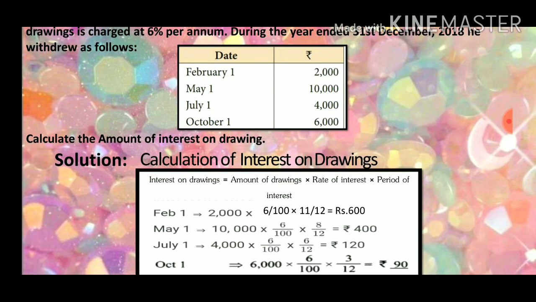Then July 1st, the period of interest on drawing, July 1st. So drawing value 4000 into 6%, 6/100 into 6/12, which means July to December: July, August, September, October, November, December. So period of interest is 6 months. So 4000 into 6/100 into 6/12, we get rupees 120.